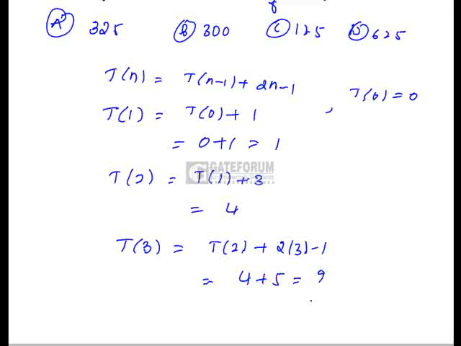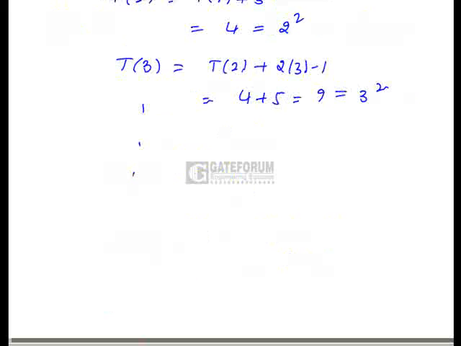Now clearly we can see that T of 1 is 1 square, T of 2 is 2 square, and T of 3 is 3 square. So similarly, T of n is equal to n square. Now what do we need? We have to find T of 25, which will be 25 square, that is 6.